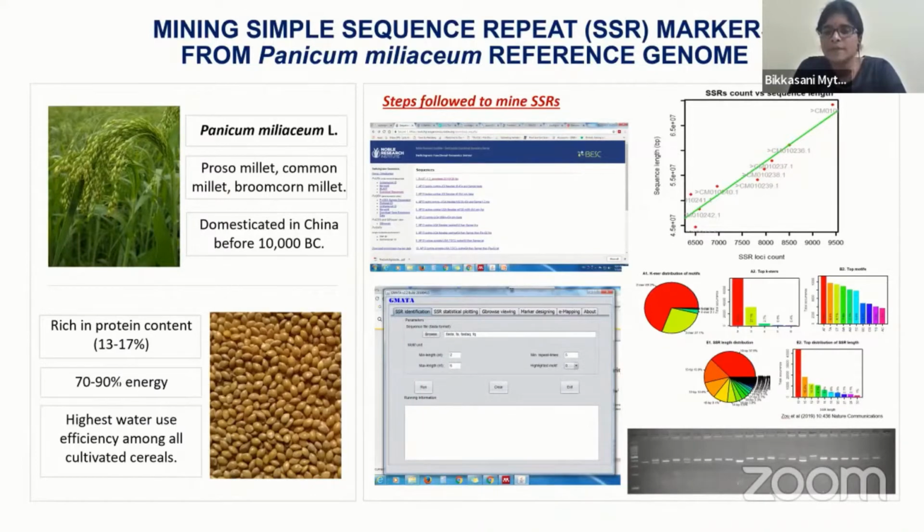So keeping in parameters of all these together, we have filtered out 90 SSR markers, and we are screening them using 24 genotypes to check for their polymorphism, and yes, they're working well. As you could see, the gel image of one of the markers with which we have run PCR using 24 genotypes.